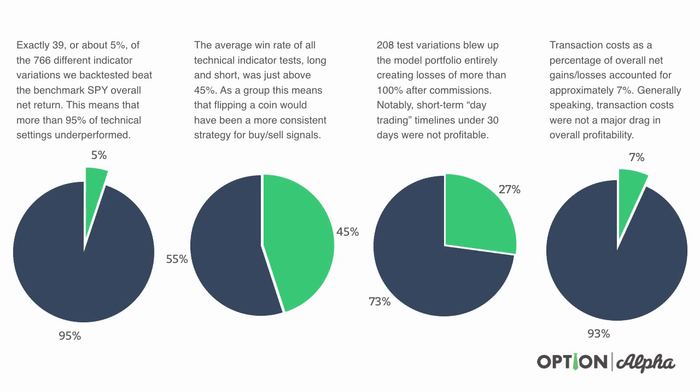208 test variations blew up the model portfolio entirely. This is about 27% of the variations that we tested. That means that they created losses of more than 100% after commissions. And notably, short-term or day trading timelines under 30 days were not profitable. I mean, this one to me is the big one because we can basically put a fork in the ability for somebody to consistently, on a long-term basis, we're talking a 20-year basis here, profitably predict where the market's going to go on a day trading timeline.